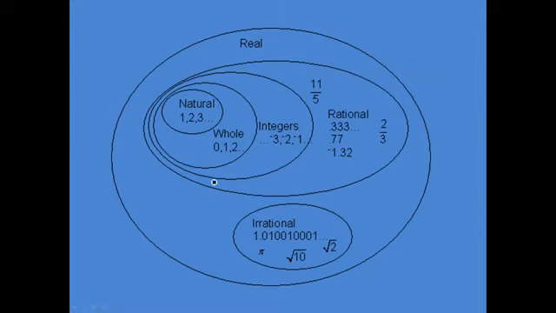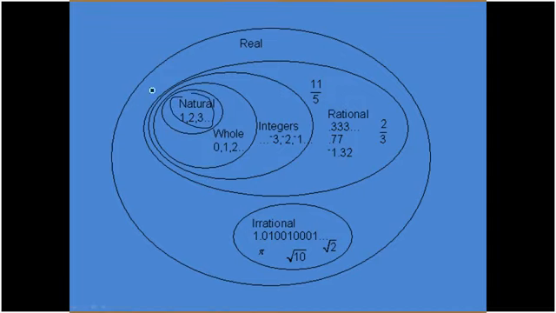Another way to look at it would be in this sort of a circle diagram. All the natural numbers live in here. And they live inside the whole numbers, so every natural number is a whole number. And every whole number is an integer, and every integer is rational, and every rational number is real. And then over here, we've got this other set of real numbers, which is your irrational numbers. So they all relate to each other.